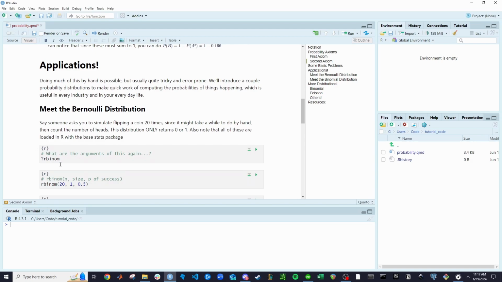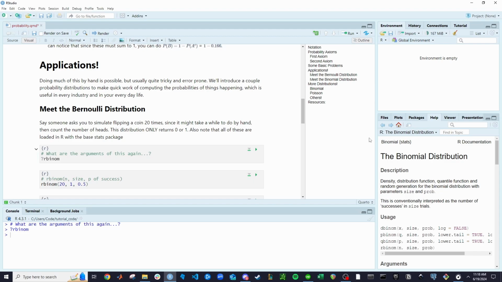Fortunately, the distribution functions, and there are a bunch of different distributions, we're not going to go through all of them, but they follow pretty much the same format in R, and they're loaded in with the base stats package. So rbinom is the binomial distribution, and it's the random sample part of it.